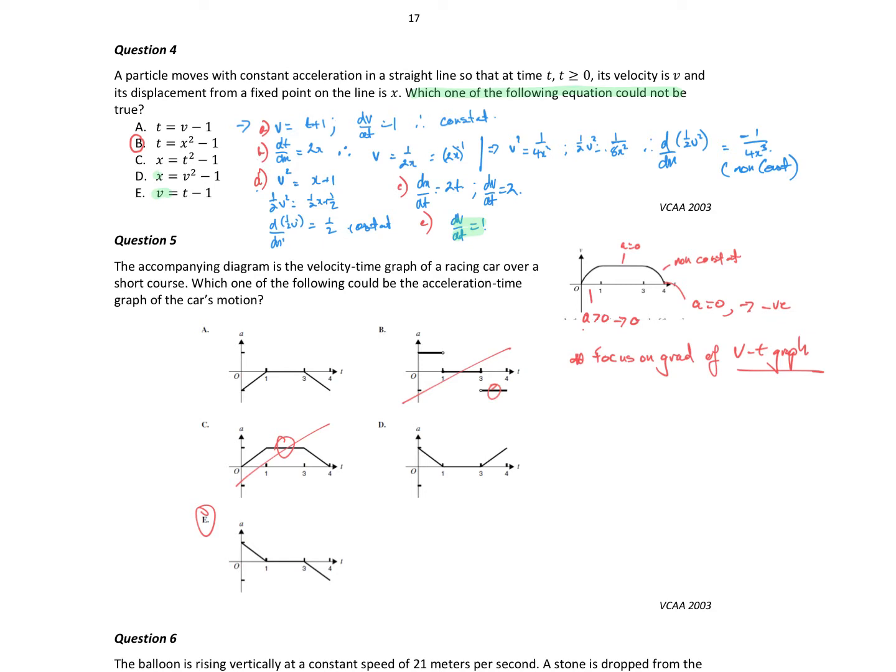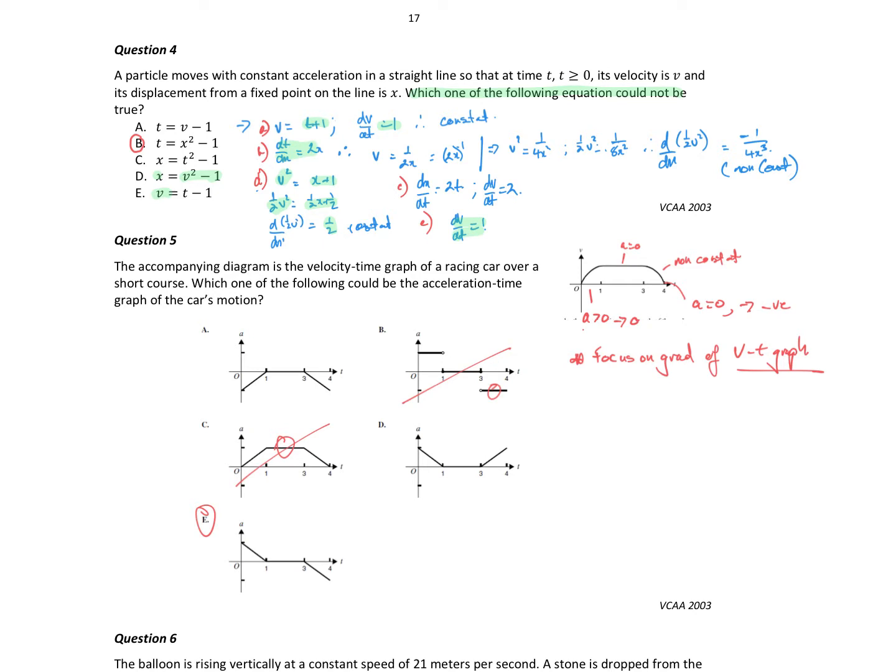Similarly, what's another quick one to work out? What about d? I guess d relatively quickly. V squared is equal to x plus 1. A half v squared is equal to half x plus a half. And the derivative of that, d dx of a half v squared, that's another form of acceleration, gives me a half, constant. All right, so we've really got to check it. The first one, v is equal to t plus 1, dv dt is equal to 1, so constant. Yeah, so it actually works out that b is the one that's going to give me a non-constant acceleration.